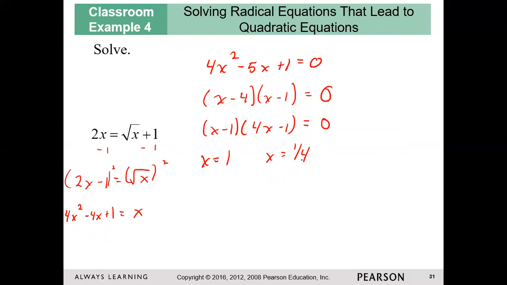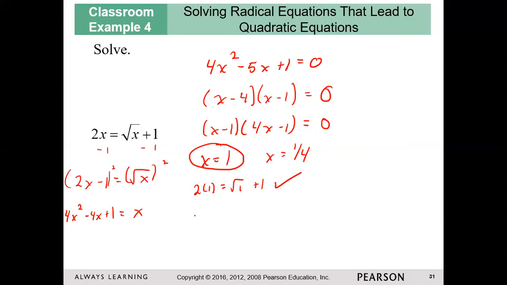Don't forget to check these solutions. Remember, you can be given some extraneous solutions here, which means one of these may not be valid. So I'll check this one to make sure that everything is legit. So 2 times 1 is equal to the square root of 1 plus 1. Is that true? Yes, it is. So this is a valid solution.